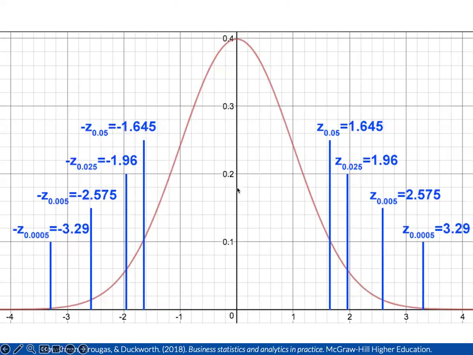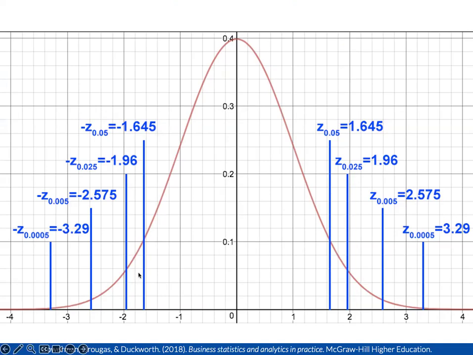For an alpha of 5%, split that by 2, you have 0.025 for both sides, and the corresponding critical values would be positive and negative 1.96. For an alpha of 1%, the critical values are positive and negative 2.575. And finally, for an alpha of 0.001, split that by 2, you have 0.0005 on both sides. And the corresponding critical values will be positive and negative 3.29.